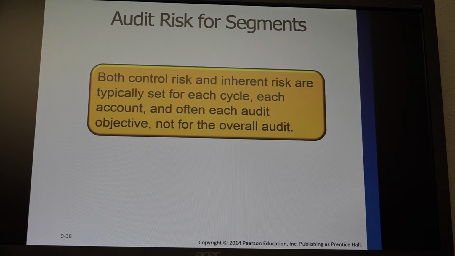Again, both control risk and inherent risks are typically set for each cycle, such as the sales and receivables cycle. They also set them for each account, such as accounts receivable, and often each audit objective, but they don't set control risk and inherent risk for the overall audit.